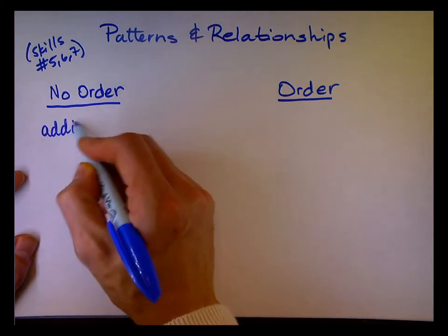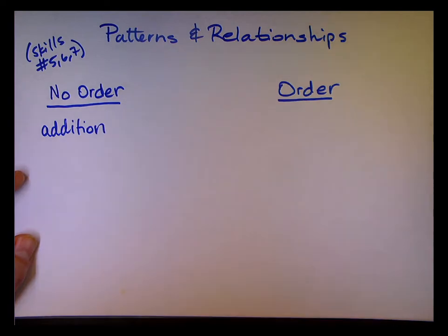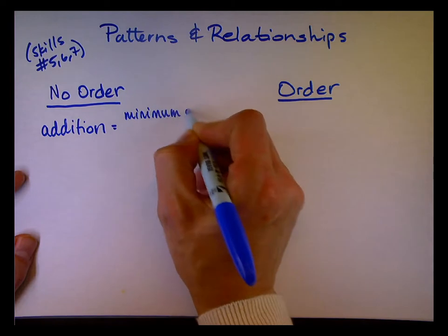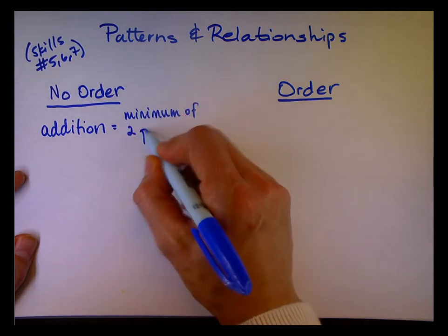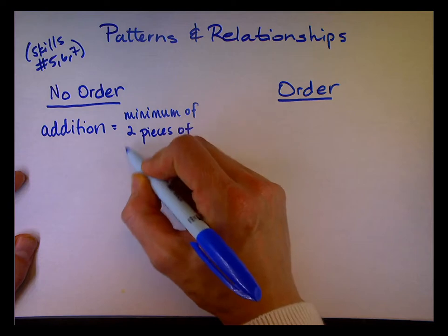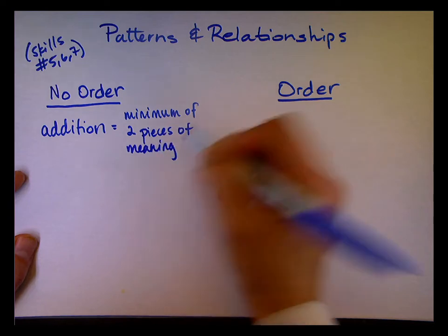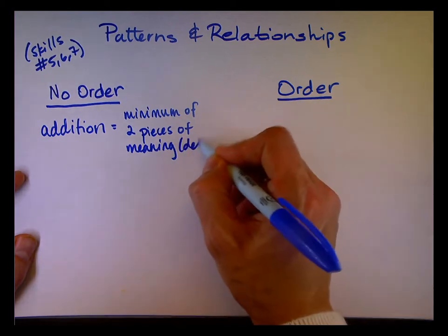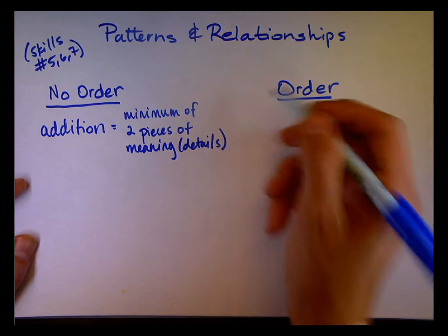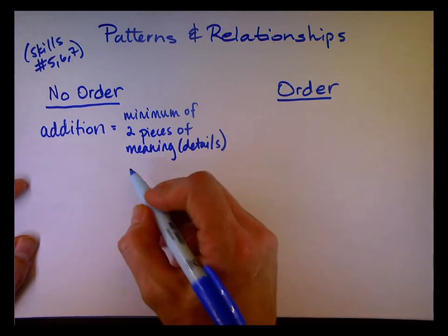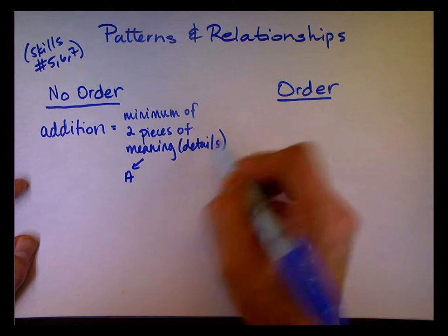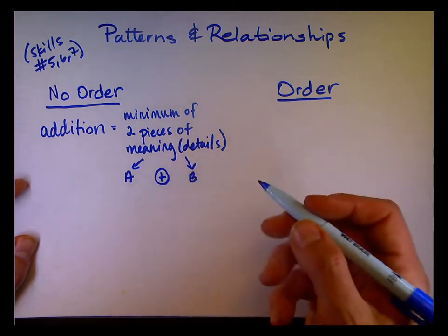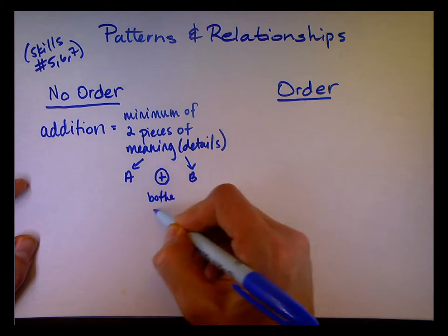A pattern that has no order is called addition. An addition pattern means that there are a minimum of 2 pieces of meaning. All right, so that's taking a long time to write. Okay, so let's call that something else. A minimum of 2 pieces of meaning, or at least a minimum of 2 details. Let's call it that. And what the author is telling you is that there's detail A and detail B. So there's our 2, and they simply want you to say that they both exist.